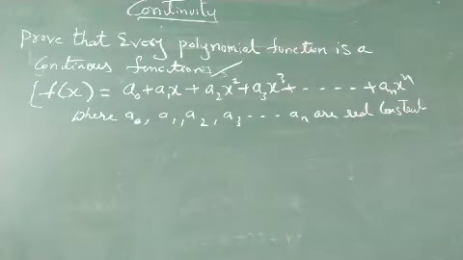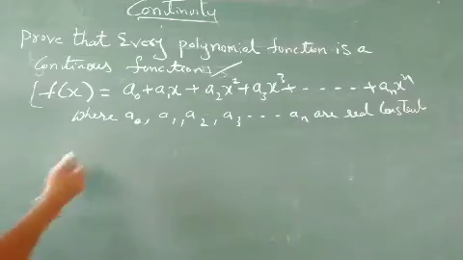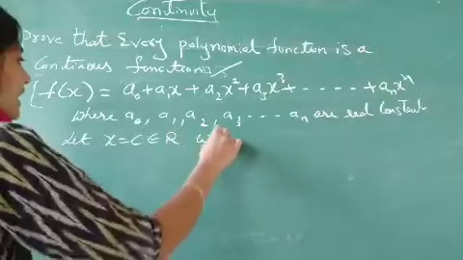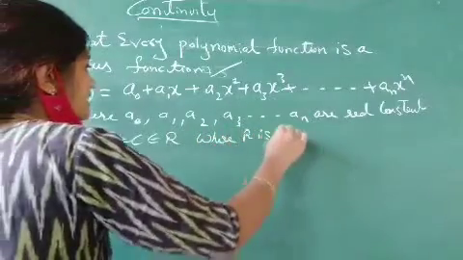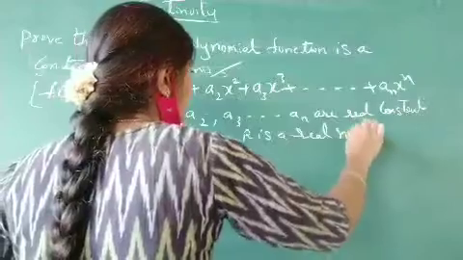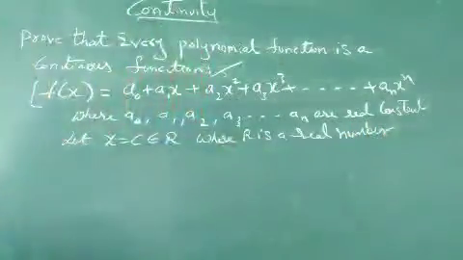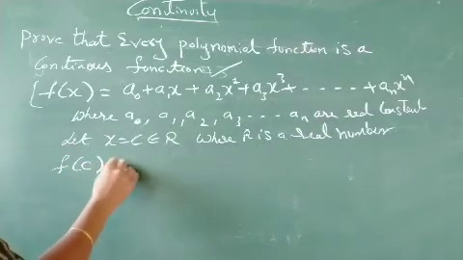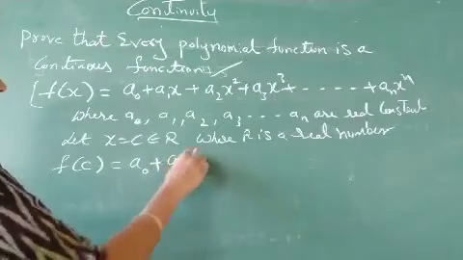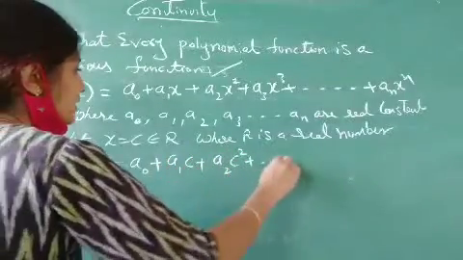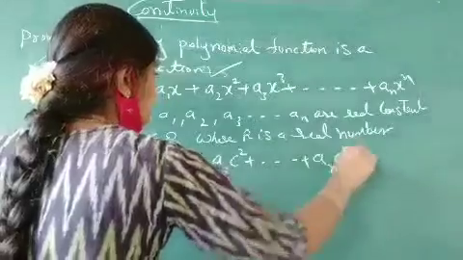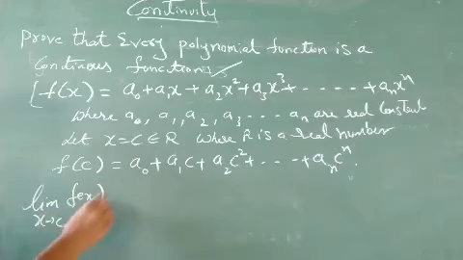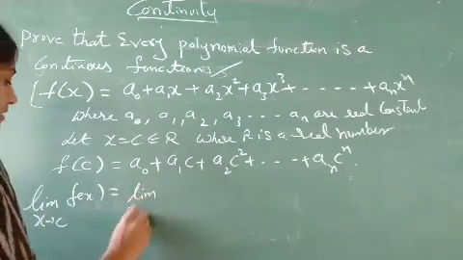So f of x, we have found out ourselves. Now what do you do? We do not know the point, so take x is equal to c, which belongs to R, where R is a real number. F of c is equal to a0 plus a1 c plus a2 c square, and so on, plus an c raised to n. Limit apply.